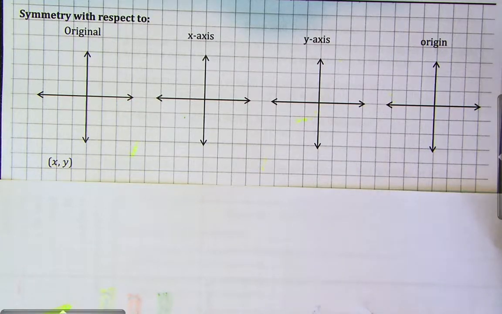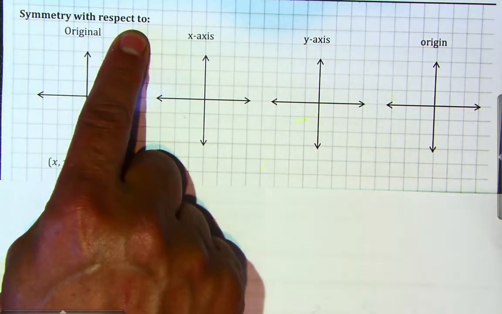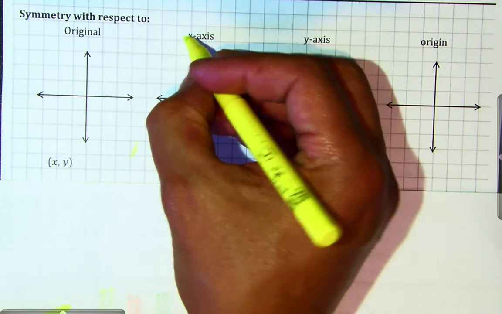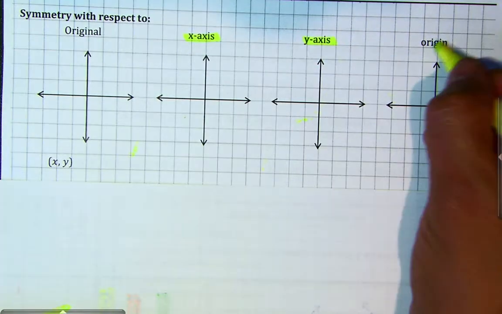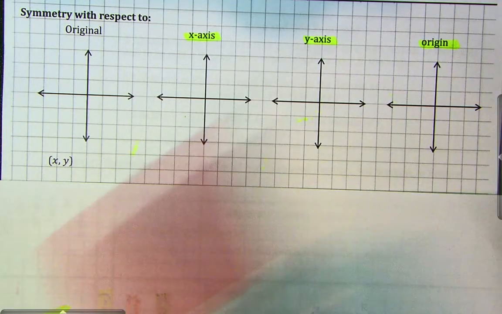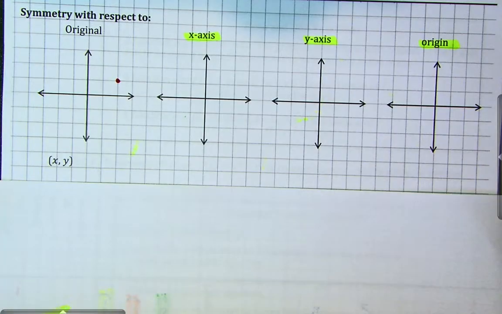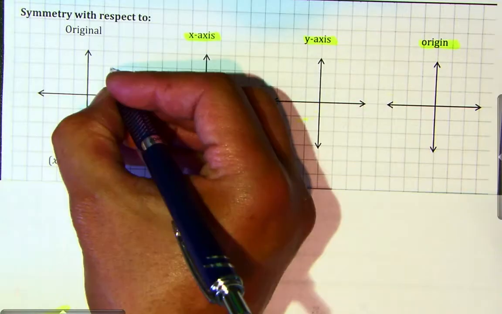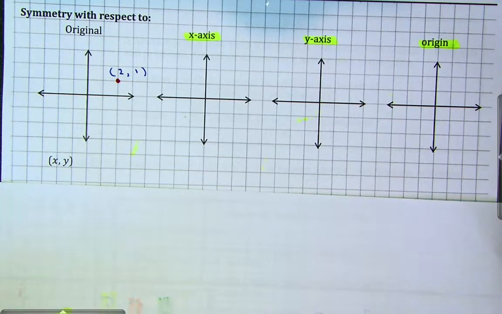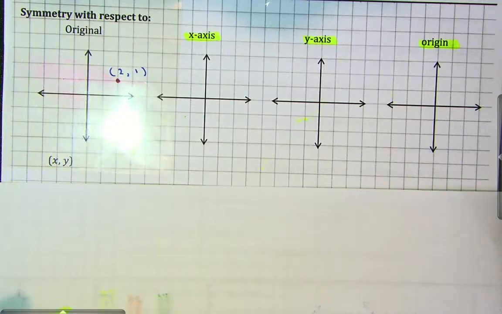So we are going to explore the symmetry with respect to the x-axis, symmetry with respect to the y-axis, and to the origin. So I'm going to select a point. I'm going to select the point (2, 1), which is a good point for us to use. So that is (2, 1). Now I'm going to take this point and I'm going to use my overhead.